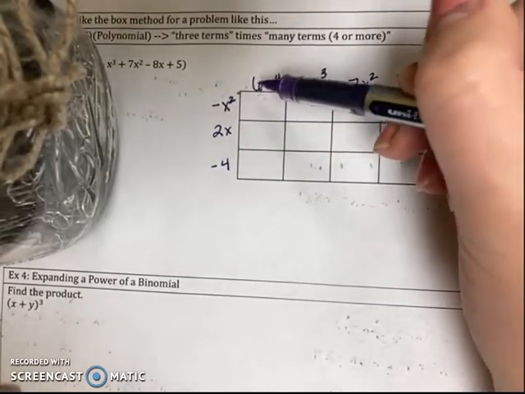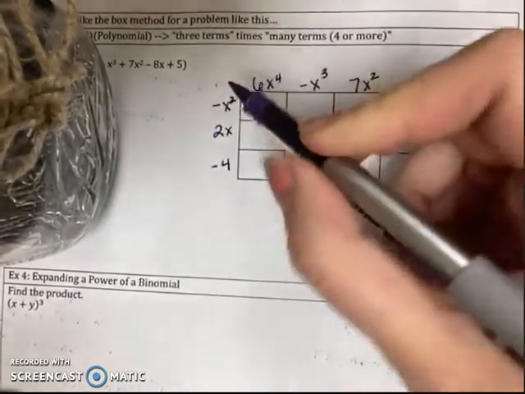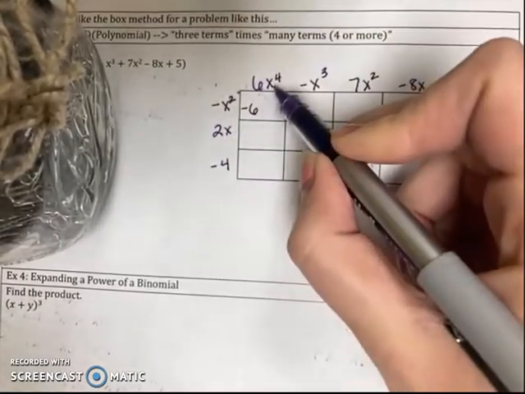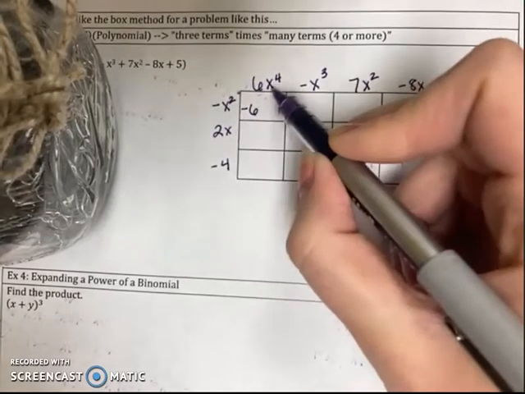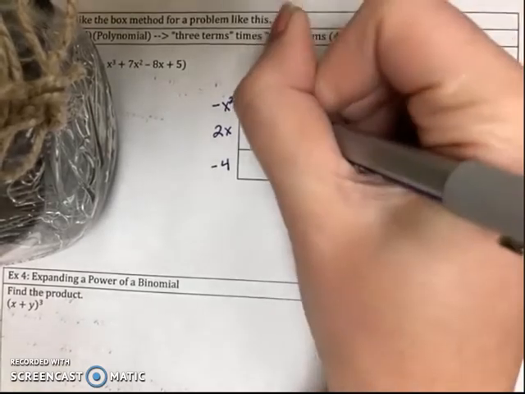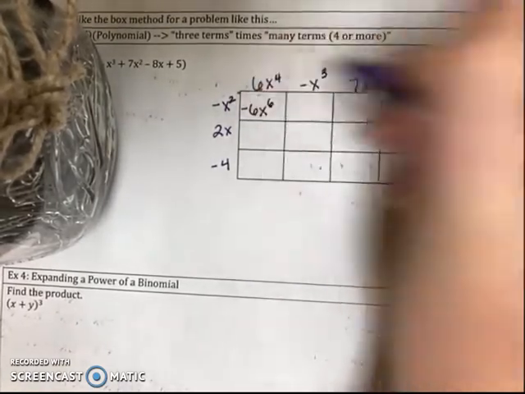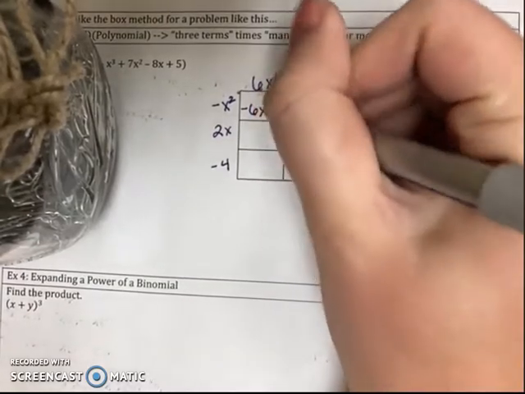We'll do the numbers first. 6 times negative 1 is a negative 6. And then I have x squared times x to the 4th. Remember, when we multiply, we add the exponents. So this is really x to the 2 plus 4 power, or to the 6 power.